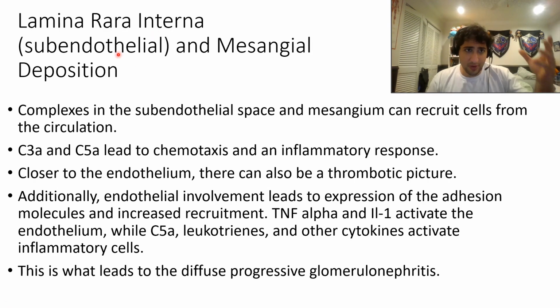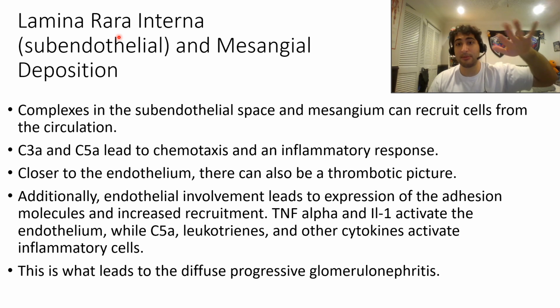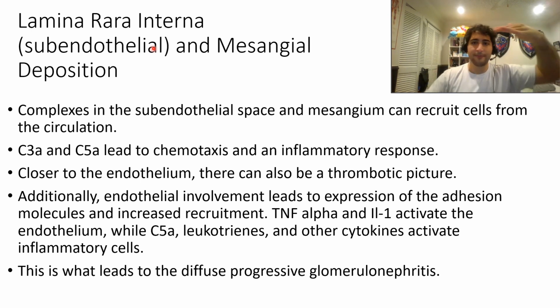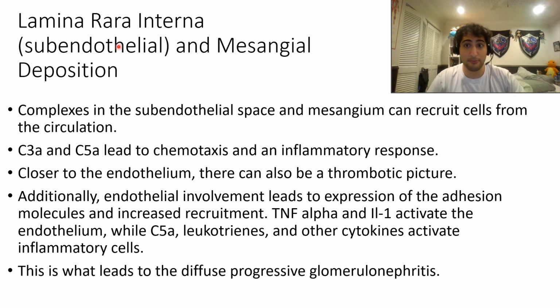Versus, you get subendothelial and mesangial deposition. So you have the lamina rara interna. That's the part of the basement membrane closest to the endothelium. That's why it's called subendothelial. It's just easier to say subendothelial than the deposits of the lamina rara interna. You just say subendothelial deposits, because that layer is really right next to the capillary lumen. So you can imagine those subendothelial deposits are pretty good at recruiting immune activity.